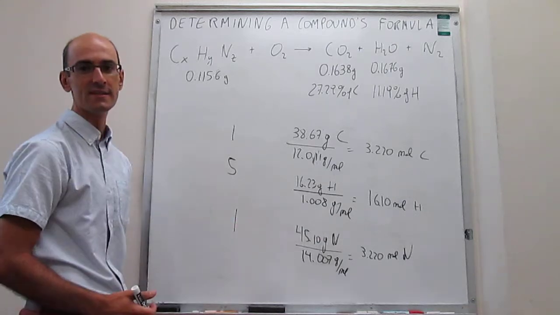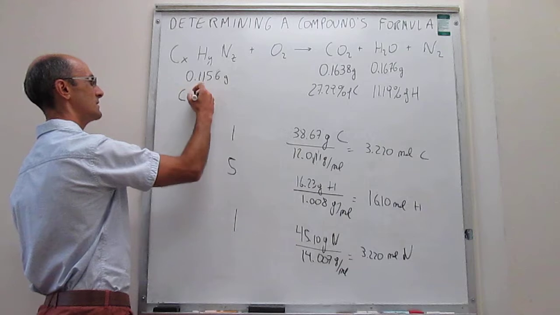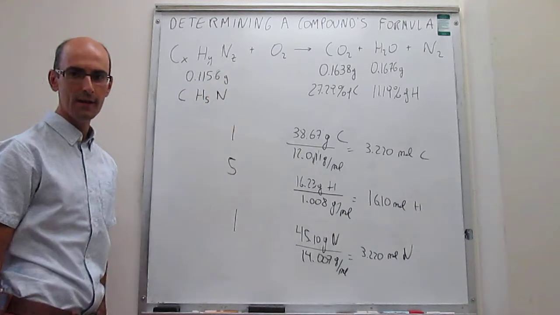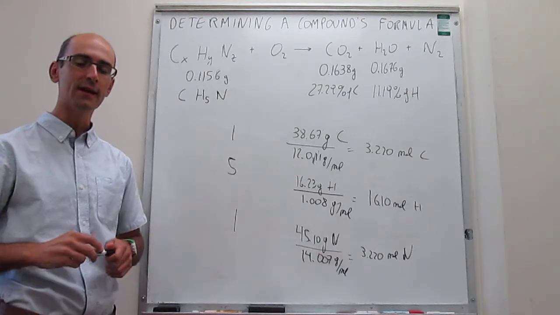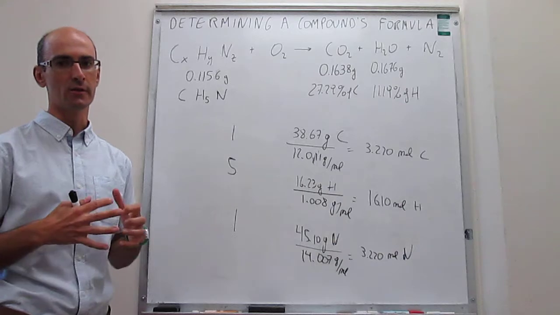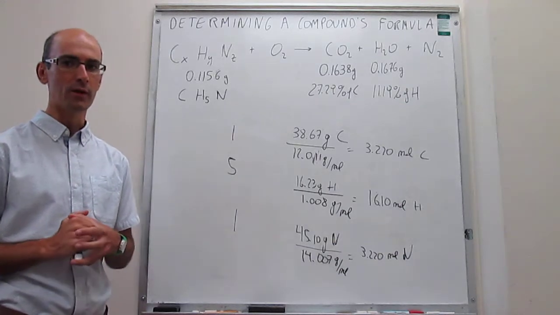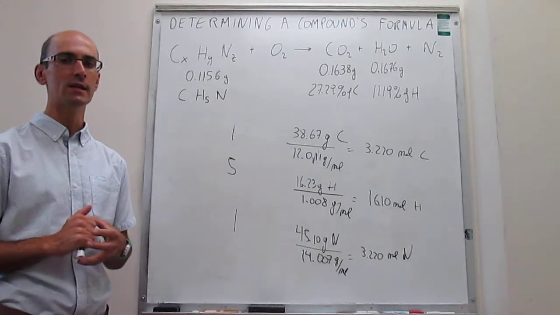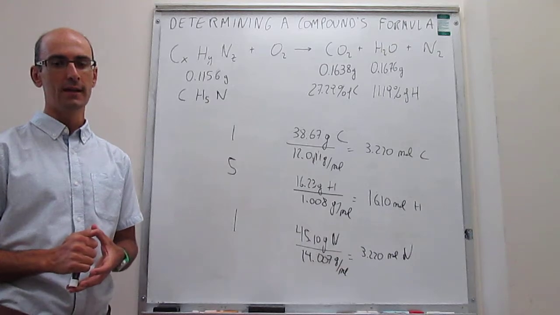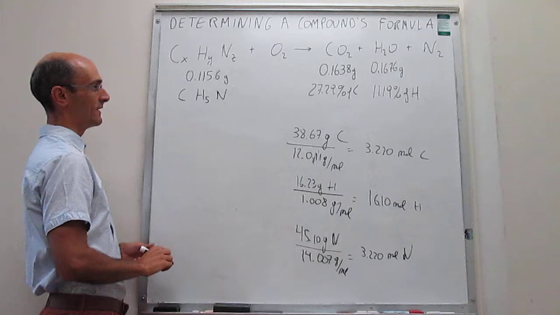That tells us right away what the formula of the compound is. That compound is CH5N. So we have determined the formula of the compound. Now, one final thought before we close off. This is what we call the empirical formula of the compound. It's not the molecular formula of the compound. And we actually don't know from this problem the difference between the empirical and the actual formula.